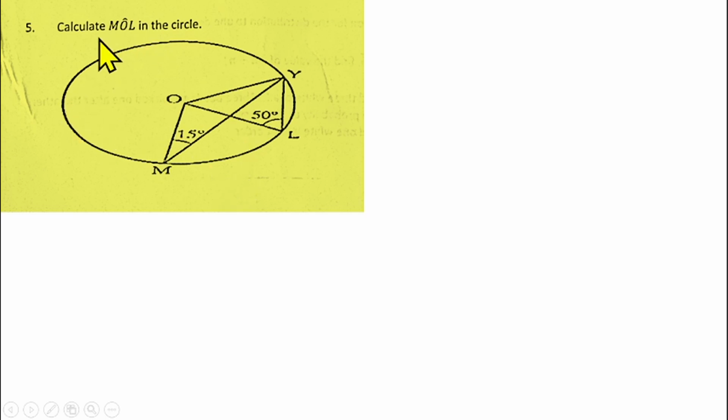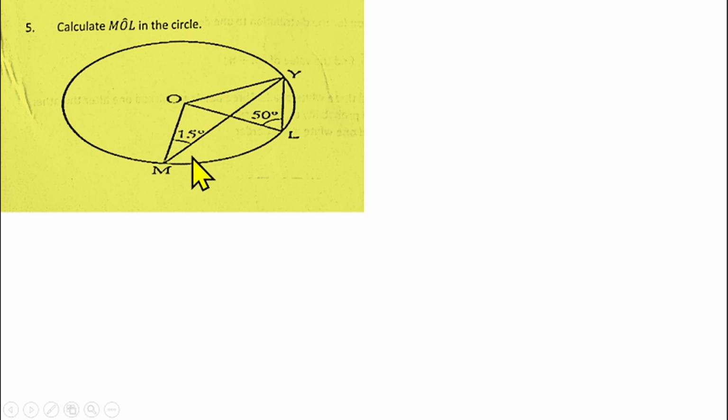So you have to calculate angle MOL, which is the small angle here. You have to find that angle MOL in the circle here. So what are we given? We are given this angle 15 degrees. We are given this angle 50 degrees. So how can we find this angle MOL?